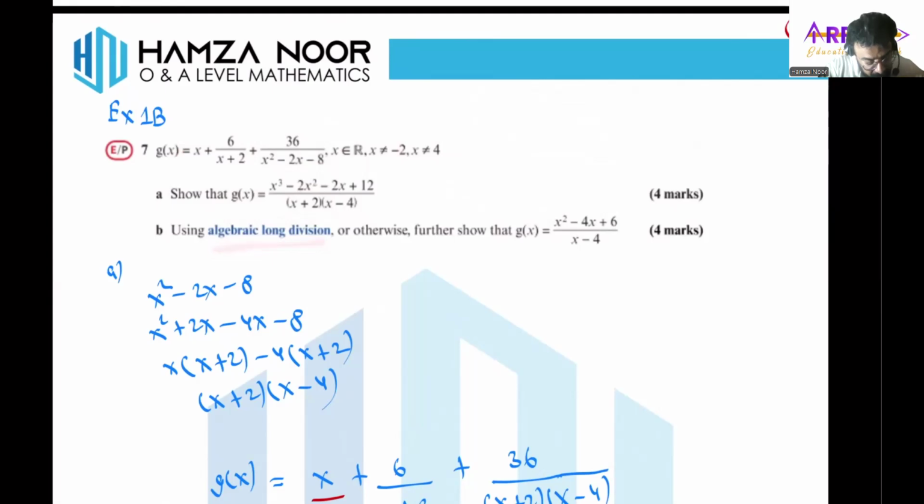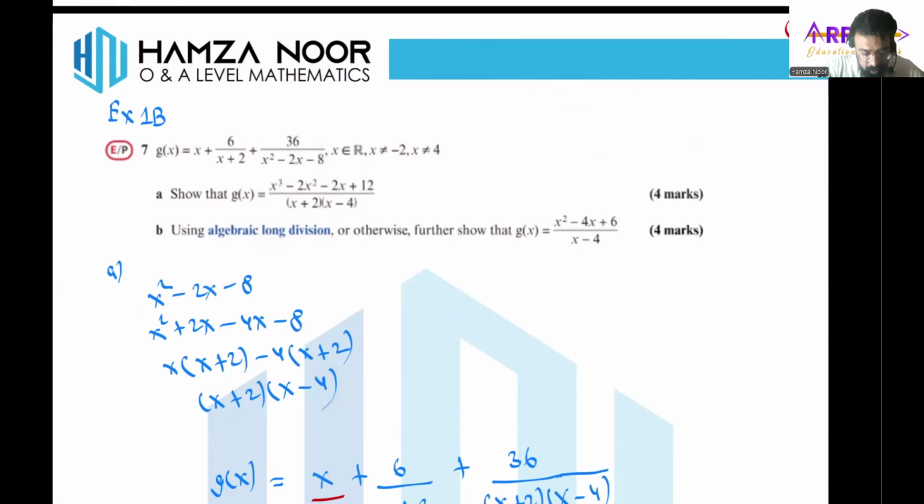Anyways, first we are going to show part A, and then in part B, we are going to use algebraic long division. So first of all, I'm going to factorize this x square minus 2x minus 8. Okay, so 2 times 4 is 8, and after subtraction, we need to get minus 2 in between. So x square plus 2x minus 4x minus 8. So taking x common multiplied by x plus 2, taking minus 4 as common multiplied by x plus 2.